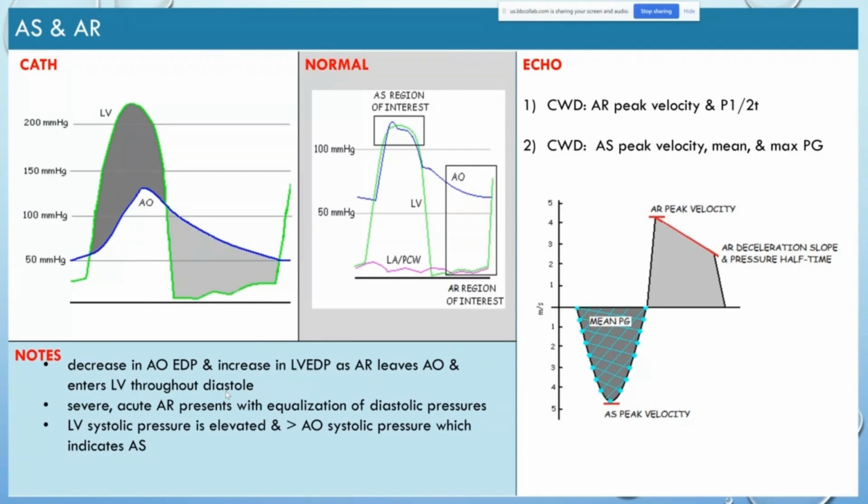So we use continuous wave Doppler for aortic regurgitation to get that peak velocity, and then we use the pressure half time. Now, for stenosis, for the aortic valve, the flow is going to appear below the baseline. For aortic regurgitation, the flow is going to appear above the baseline, and you do the pressure half time just like it's shown right here with the slope. So that's all I want you guys to keep in mind.